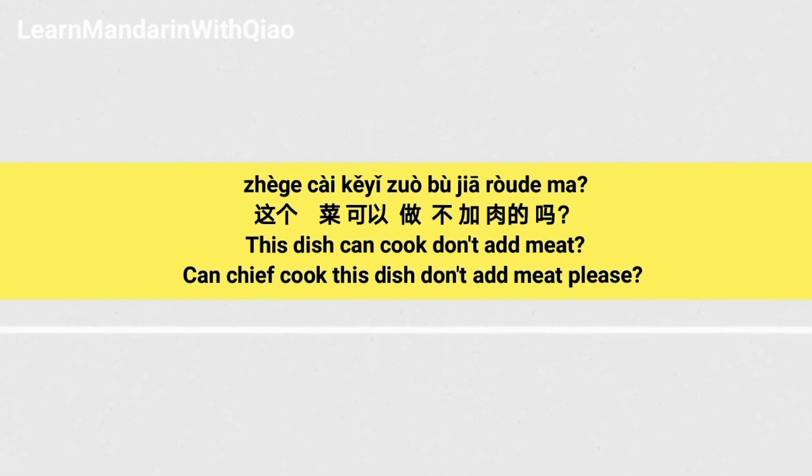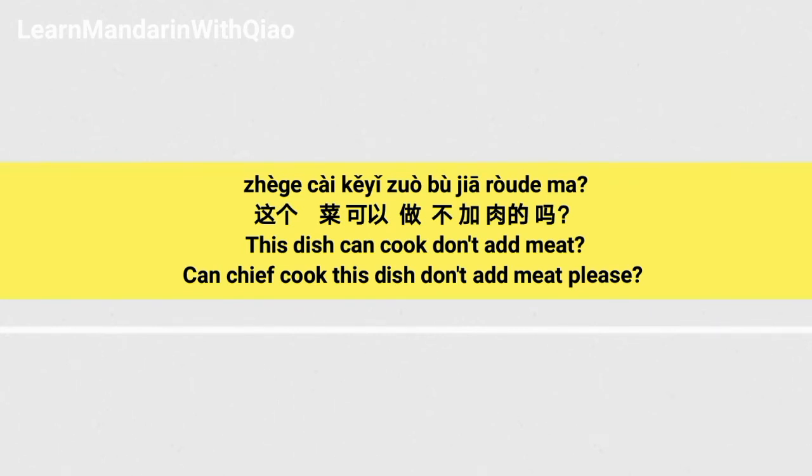What if the non-vegetarian dishes that you like and you really want to eat? Then you can say this sentence to waitress in Chinese restaurant. 这个菜可以做不加肉的吗？ 这 means this. 个 is measure word. Noun here is dish. 可以 means can. 做 means cook. 不 is negative word. Here means don't. 加 means add.